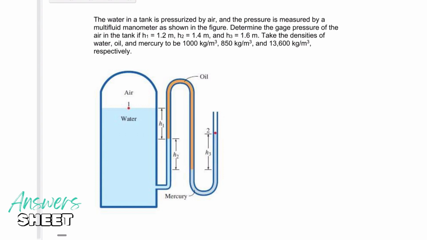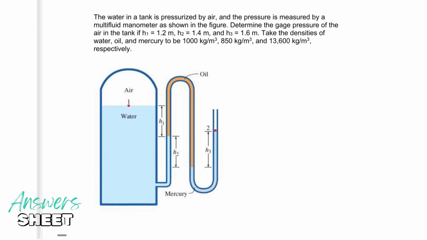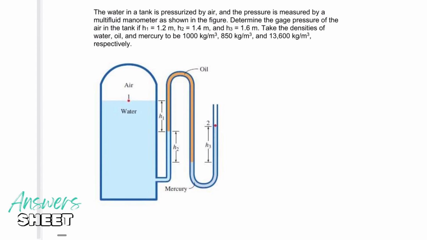All right, so problem number one. We've got this manometer that can measure the pressure in a tank, just by the height of the fluid in the manometer, that can give us the pressure of the air inside. Water in a tank is pressurized by air, and the pressure is measured by a multi-fluid manometer as shown in the figure. Determine the gauge pressure of the air in the tank if this H1 height is 1.2, H2 is 1.4, and H3 1.6, and they give us the densities of each of those fluids.